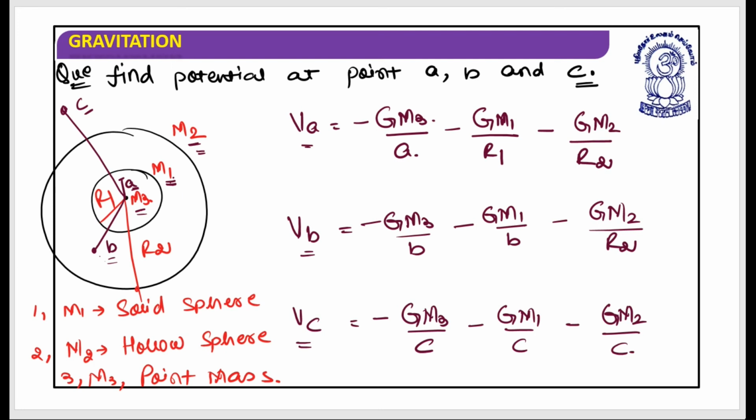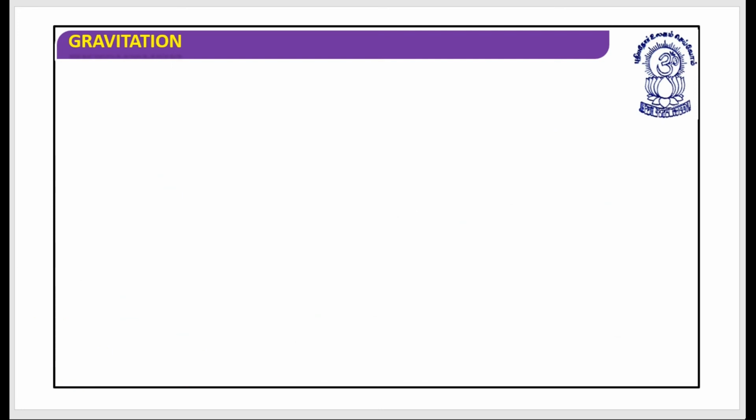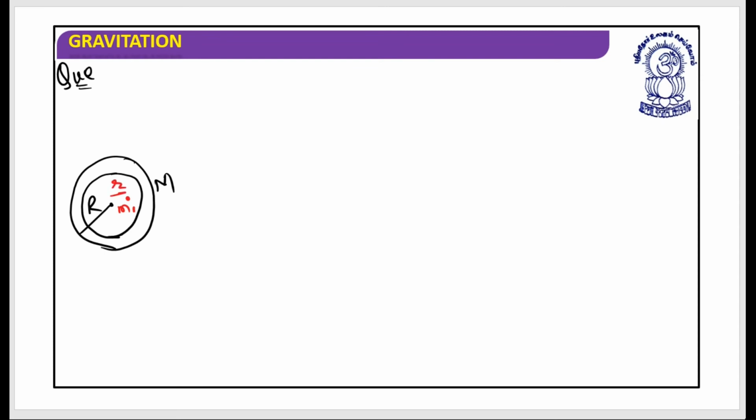Great. Now let's do some more questions based on these concepts. Let's suppose a thin spherical shell is there, and this thin spherical shell has mass m and radius r. Now we have put mass m1 over here, which is at a distance of small r.